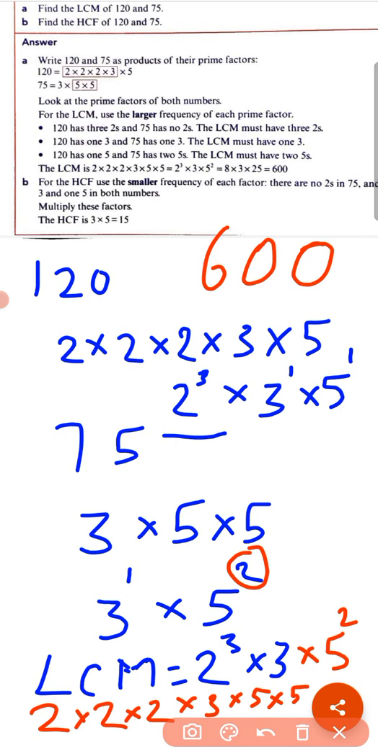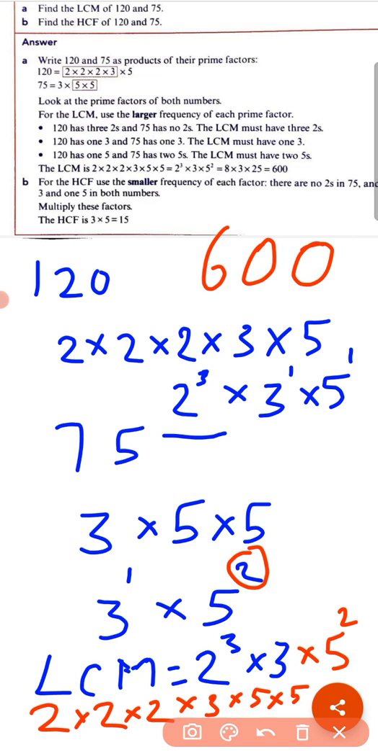In 120, the power of 2 is 3. But there is no 2 in 75. So you can take 2 to the power of 3 first. Then check the other factors. 3 has the power 1 in both numbers.